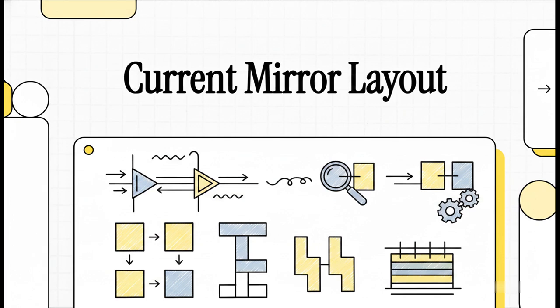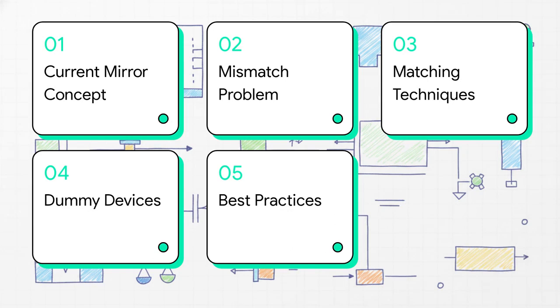Today, we're going way beyond those theoretical schematics to explore the actual physical reality of analog layout on silicon. We're going to master matching, mismatch, and figure out exactly how to build genuinely resilient current mirrors. Here is our roadmap for today. We'll start with the current mirror concept, look at the mismatch problem, cover core matching techniques, explain dummy devices, and wrap up with industry best practices.